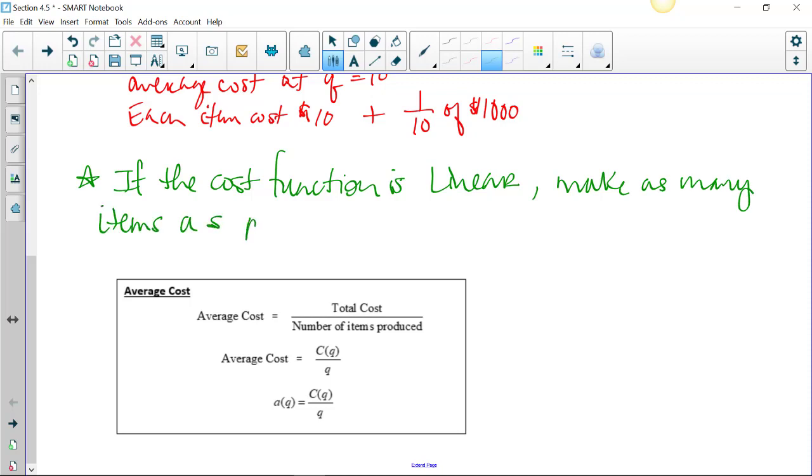Now, we might have a maximum that we are capable of producing due to our production line, facilities, etc. But whatever the most we can make, we should make that, and that will lower and minimize our cost per item.